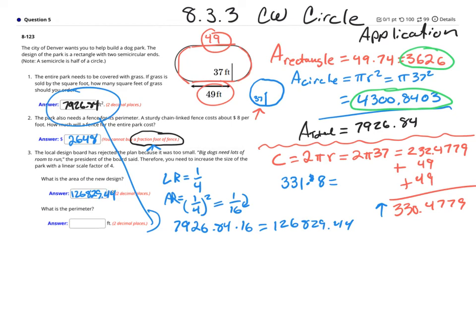And then the last thing is, what is the new perimeter? Well, if we want to find the new perimeter, I have to go back to the previous problem and look at what I got for the first perimeter. The first perimeter was this number right here. That was the distance all the way around. Since perimeter is a linear ratio, the new one is going to be 4 times as big as the original. So, to find the new perimeter, I'm going to take 330.4779, multiply that by 4, and that should give me 1321.91, and that's going to be the new perimeter.